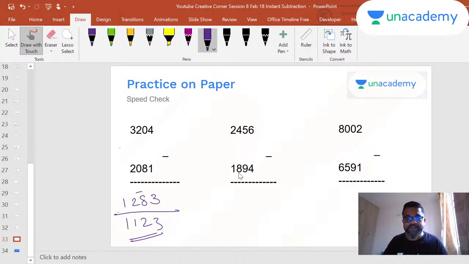2456 minus 1894. I'll put a 2, a bar 4, a bar 4, and 1. Right, so this is my answer. Now I will use the sutra to convert this, right? 100 minus 44 it is. So this is 0, 9 minus 4 is a 5, 10 minus 4 is a 6, 2, right? This is the answer.